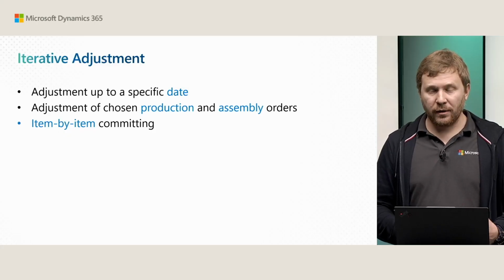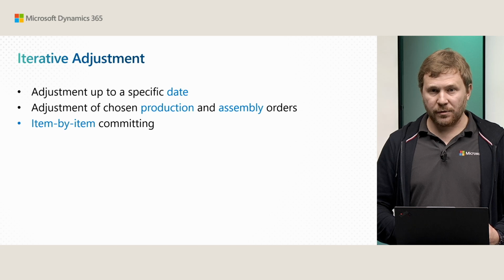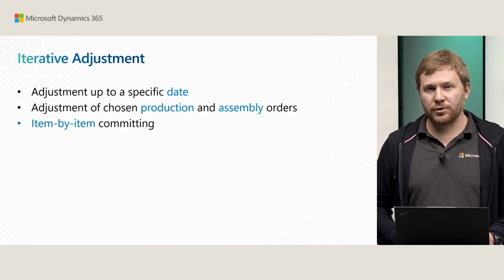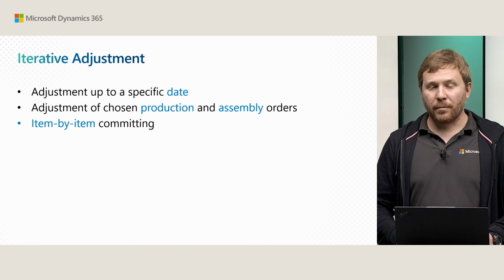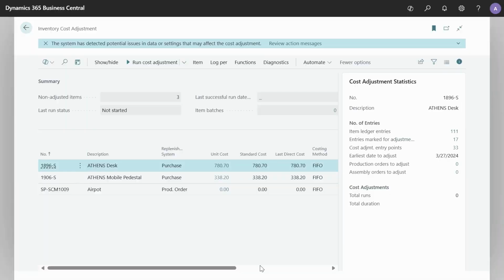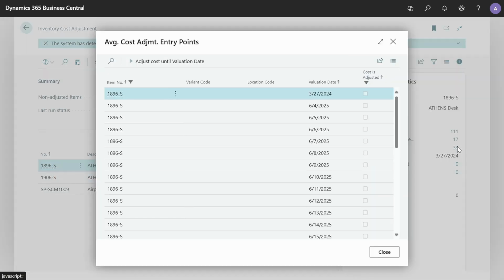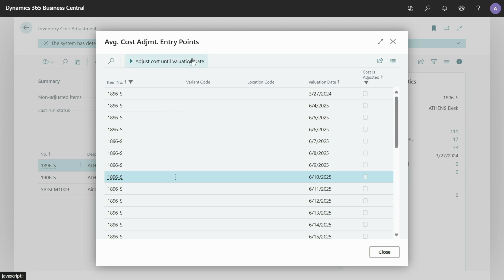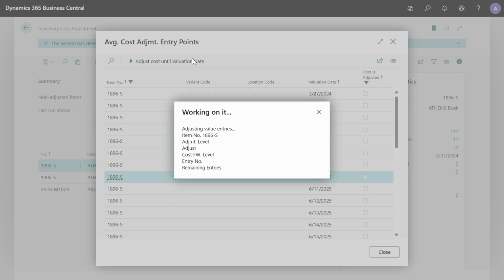Cost adjustment for high volume items, for items with a large amount of transactions, can be challenging, and the cost adjustment might not finish in one run. To make it possible to complete the adjustment, we now allow adjustment on a period-by-period basis. On the Inventory Cost Adjustment page, which is a starting point for every cost adjustment investigation, select an item, go to cost adjustment entry points, select the date until which you want to complete the adjustment, and run Adjust Cost Until Valuation Date.